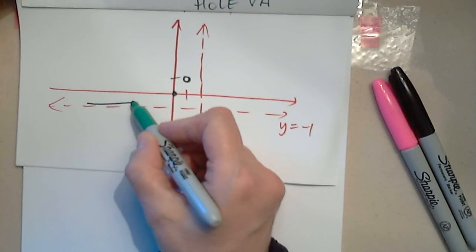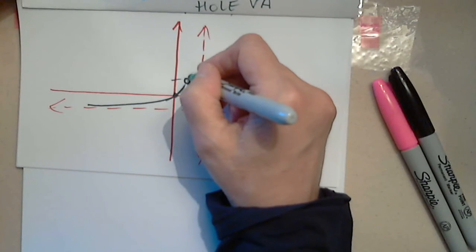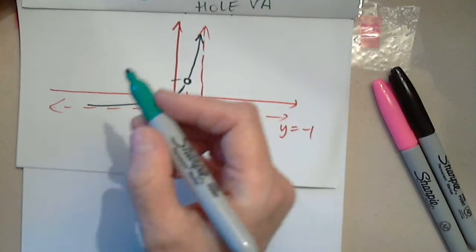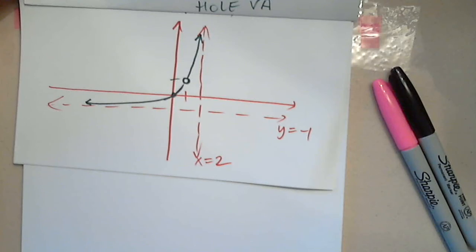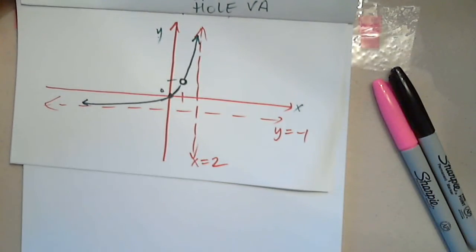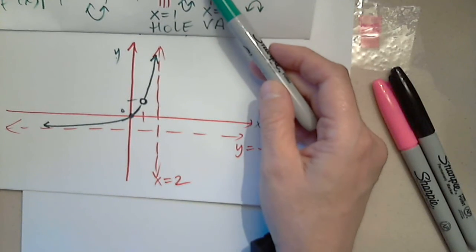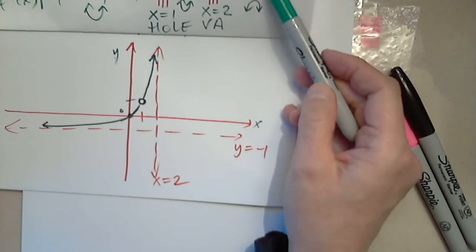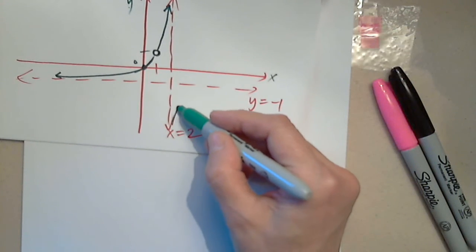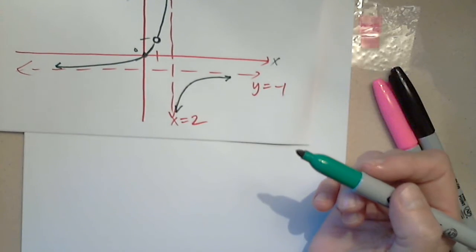So from -1, crossing at the origin, going through the hole, sort of, you know what I mean. And that's on the left-hand side of the vertical asymptote. On the right-hand side of the vertical asymptote, the function is coming from -infinity, increasing to -1.